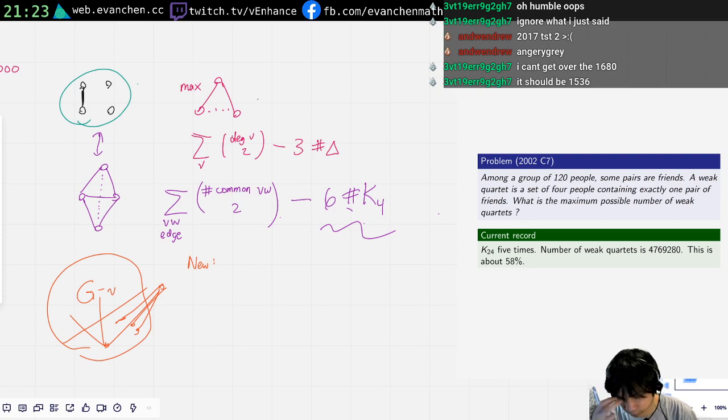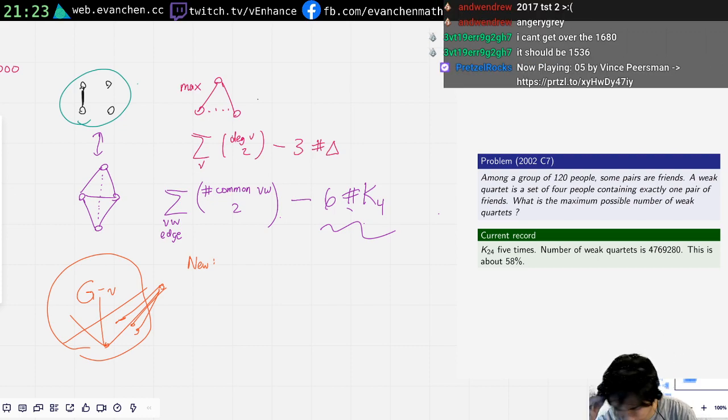Hmm. Okay, and it doesn't look good. I actually do feel like the two touching triangles is a lot easier to think about than the weak quartets in some way. It's more clear to me that the force you're fighting is that the K4s cost you a lot, and otherwise you mostly want to have a lot of edges.